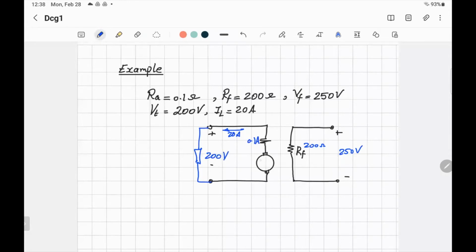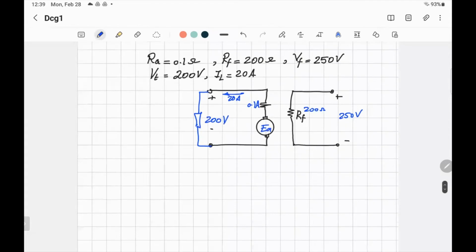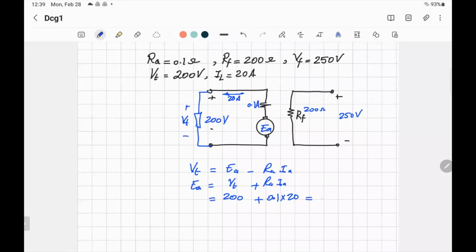So the question is, let's calculate the value of EA. It's very simple. The terminal voltage is equal to the armature voltage minus RA IA. So the induced EMF, or armature voltage, is equal to VT plus the drop RA IA. The terminal voltage is equal to 200, the resistance is equal to 0.1, and the current in the armature is equal to 20 amp. So that will be equal to 200 plus 2, which is 202 volts. So the voltage produced in this machine is 202 volts across the armature.